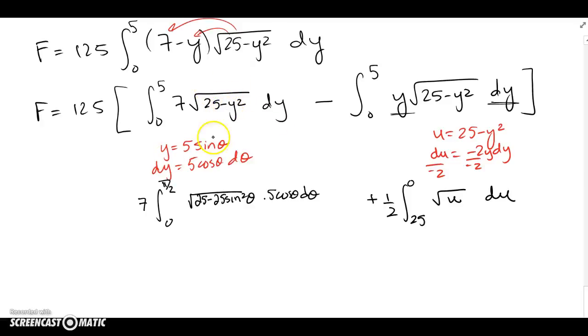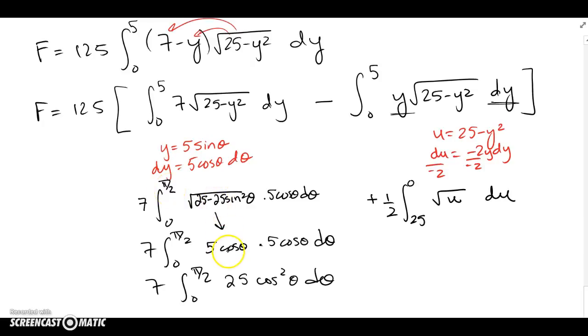So y must be 5 sine theta, dy is 5 cosine theta d theta. Plug in your dy, pull out the 7 outside, and you have 25 minus 25 sine squared. Change your limits of integration. If y is 0, what angle has sine of theta equals 0? That theta has to be 0. And if y is 5, divide both sides by 5, sine of theta equals 1, and that angle is pi over 2. That gives me 5 cos theta when I use the trig identity.